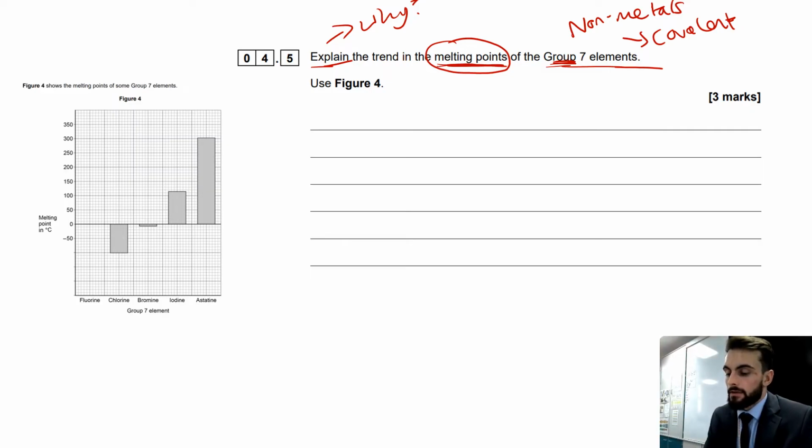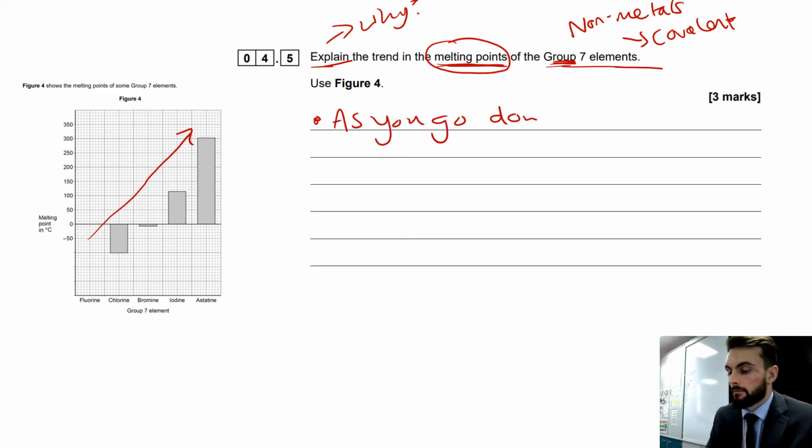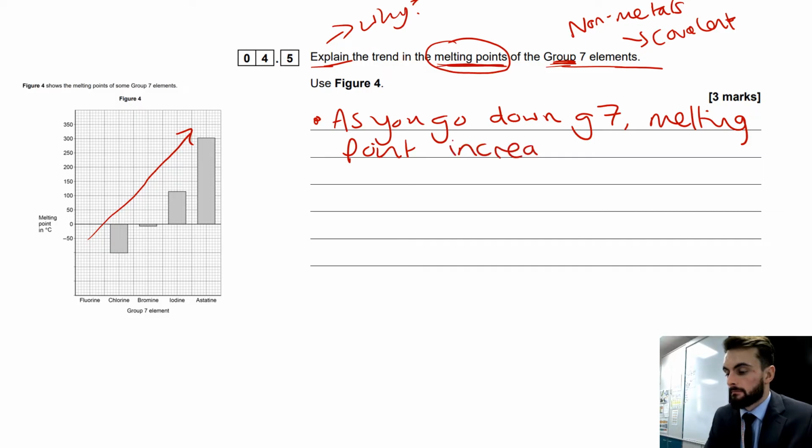So first thing you need to do is before you give the why, you give the what. So you say, what is the general trend as they go down group 7? What's the general trend in melting point? You could do it the other way as well, as you go up, but you've got to make sure you say it the right way around. So as you go down group 7, melting point increases, right? So that's our what.